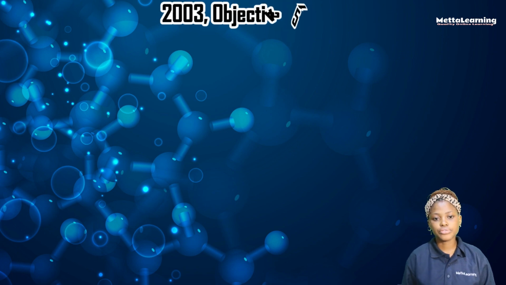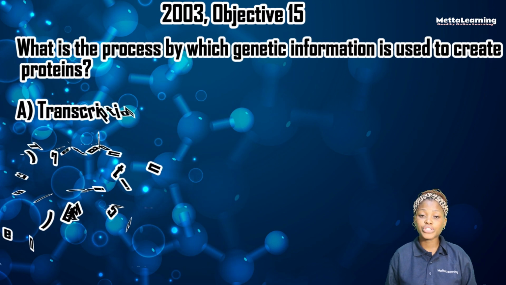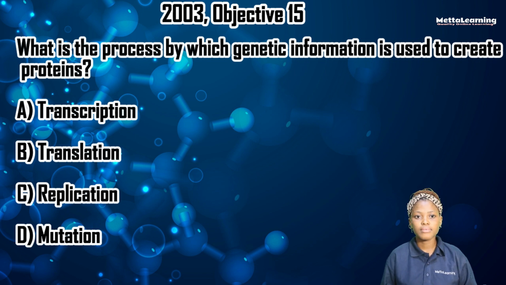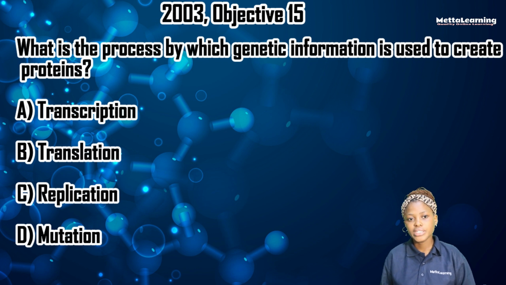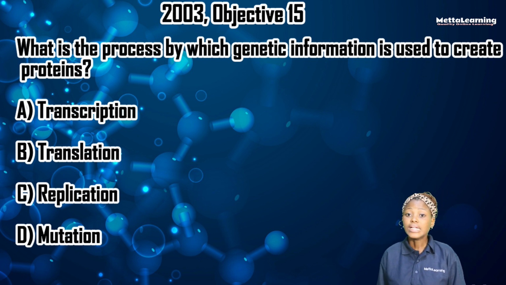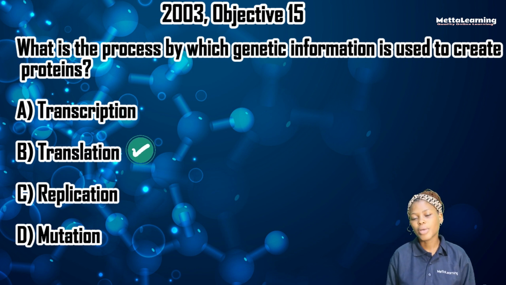Next question, 2003, objective question 15. What is the process by which genetic information is used to create proteins? Option A, transcription. B, translation. C, replication. Option D, mutation. Translation is the correct answer, option B. It is a process by which genetic information is used to create proteins.